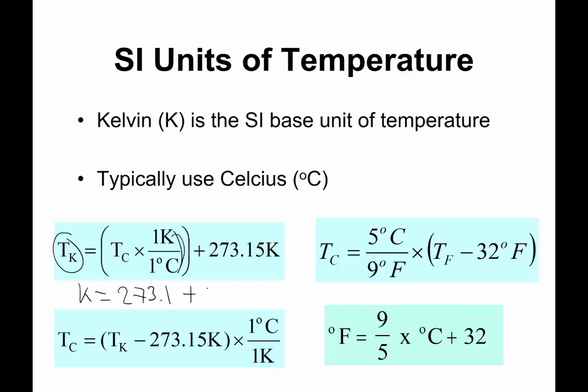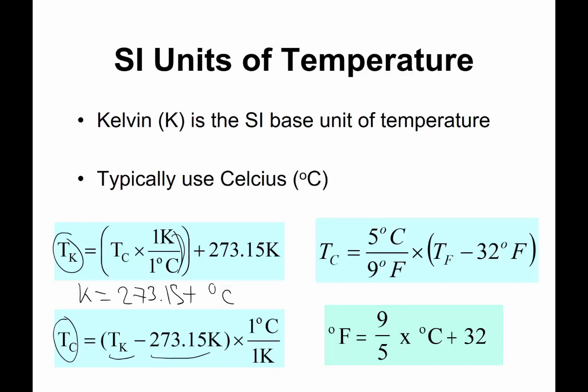So Kelvin is just, as I said earlier on the slide, 273.15 plus whatever your degree Celsius is. So if you have 100 degrees Celsius, you plug that in, it's 373.15 degrees. And if you go the other way, which is what this is here, you take the temperature in Kelvin, you subtract 273 from it.